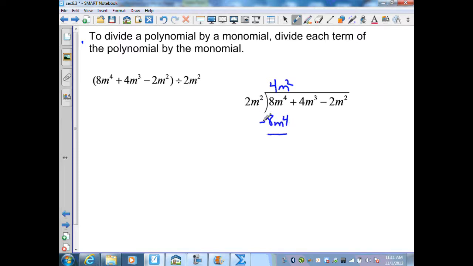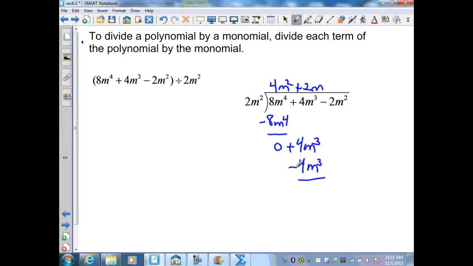Then I change the sign. That gives me a subtraction. I get 0. Bring down my next term, positive 4m cubed. Don't forget to bring down the sign. 2 times what gives me 4? That would be a positive 2. Again, I need the sign. m squared times what gives me m cubed? That would be m. 2 times 2 is 4. m squared times m is m cubed.